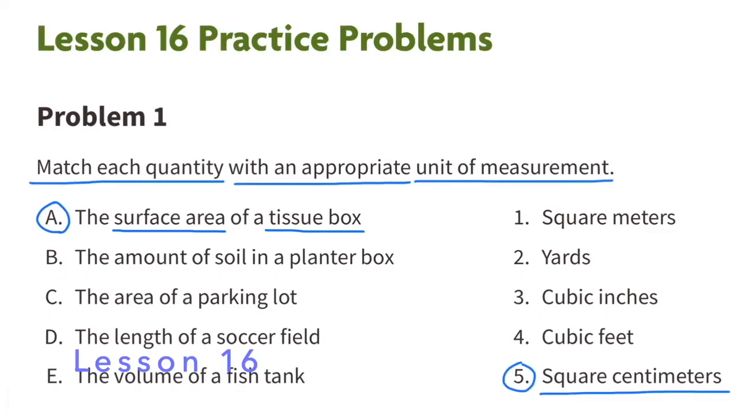I would pick 5 square centimeters rather than number 1 square meters because a tissue box isn't large enough to measure in square meters. A tissue box is best represented in centimeters.